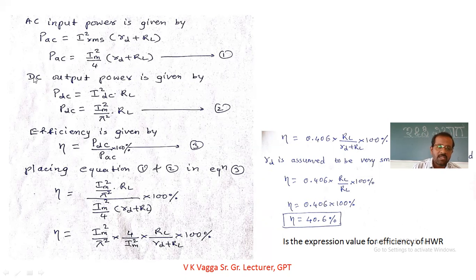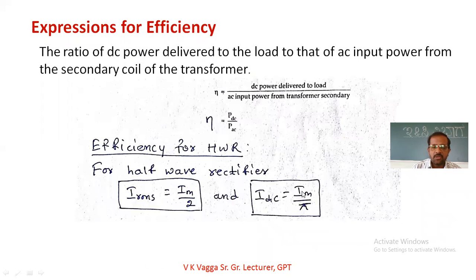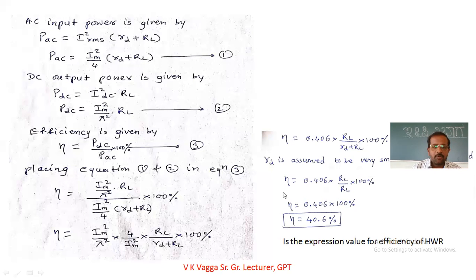In the same way, to calculate the DC output power, AC is the input power, and DC is the output power. The output power is given by PDC is equal to I square DC into RL. It is going to consider only the load resistance here. I'm going to place the value of the IDC, which is IM divided by pi. So this is equal to I square M divided by pi square into RL.